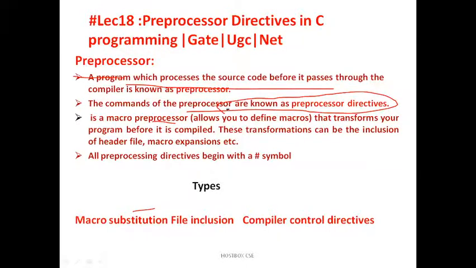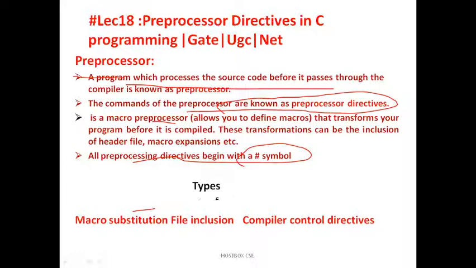Or else you can say it's a program that transforms your program before it is compiled. These transformations can be inclusion of header files, macro expansion, and so on. And all preprocessor directives should begin with the hash symbol. That is a must. Now the question is, what are the types of preprocessor directives?